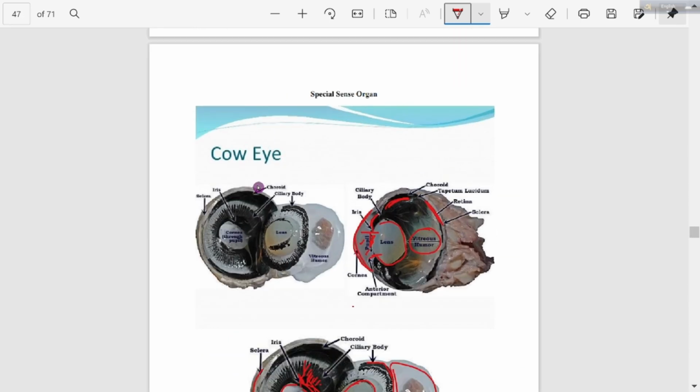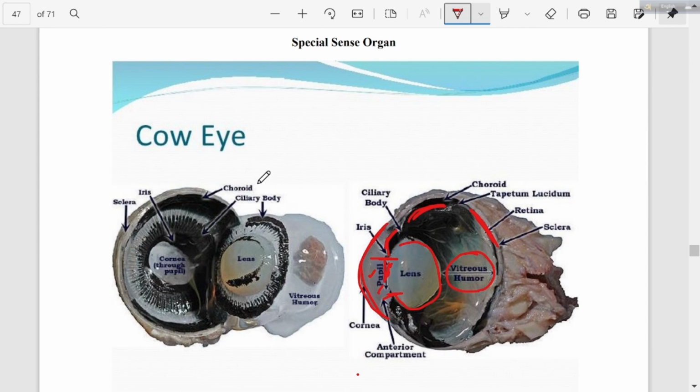So this was all about the photos. Now we'll be looking into the models.